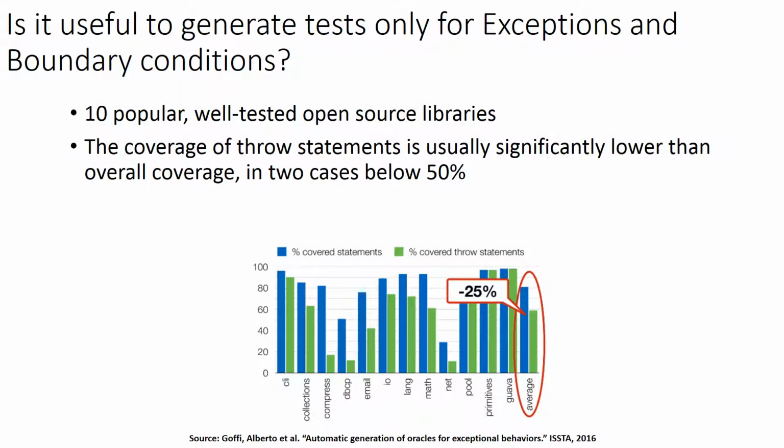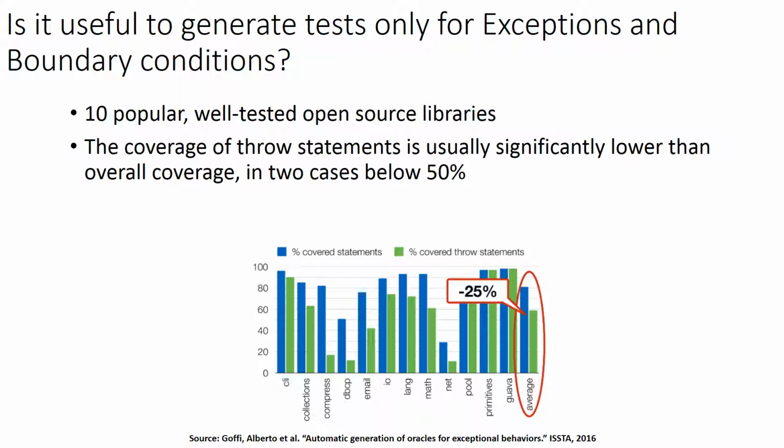This brings us to a follow-up question: is it useful to generate tests only for exceptions and boundary conditions? In 2016, Goffey and others performed a study in which they took 10 popular well-tested open source libraries and compared the coverage of developer tests on throw statements that correspond to exceptions with the overall coverage. They found that for all the libraries, the coverage of throw statements was significantly lower than the overall coverage, and on average, it was 25% less than overall coverage.